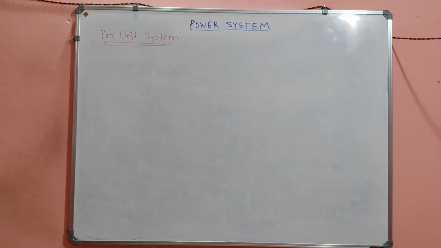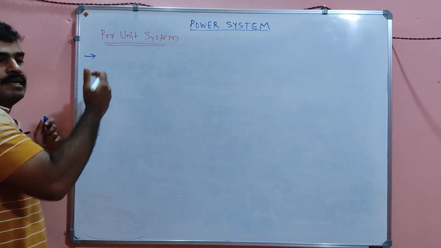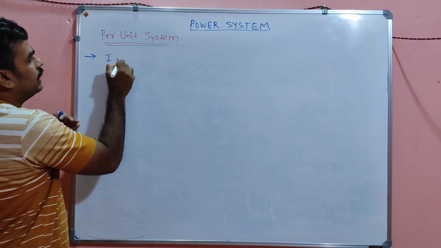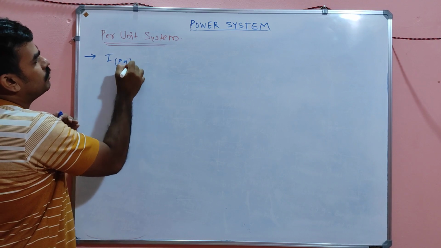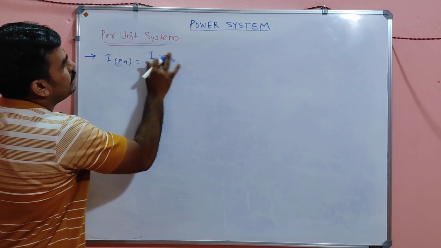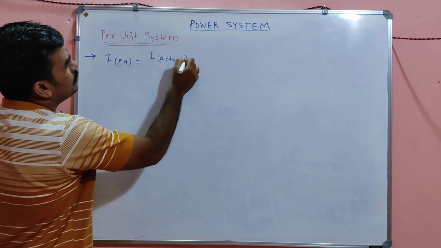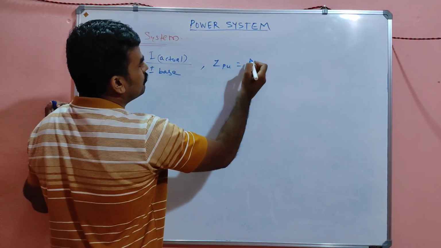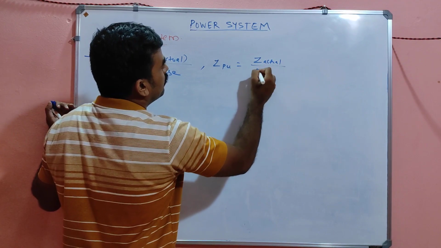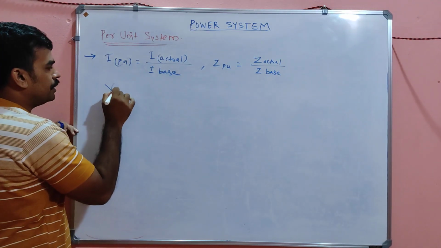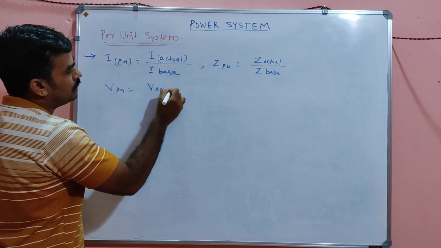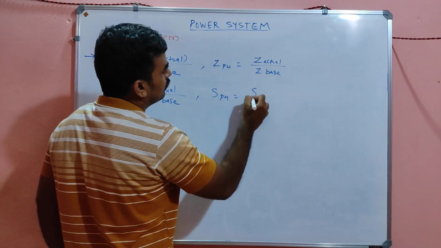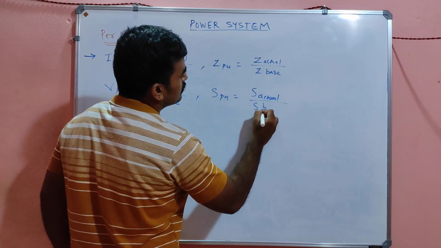And one more thing, my dears. I mentioned the four parameters now: I, Z, V and S. Everything has a per unit value also. I per unit is nothing but I actual divided by I base. Z per unit is Z actual divided by Z base. V per unit is V actual divided by V base. And S per unit is S actual by S base.